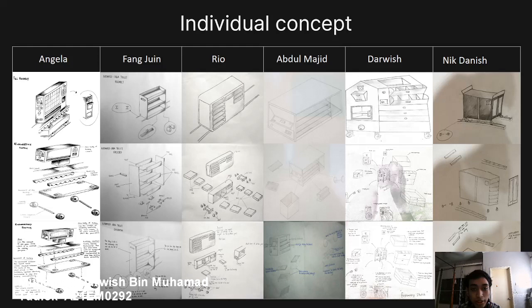Next, we move to the individual concept. So basically, these are the individual concept ideas that every group member did. Everyone gave all their thoughts and ideas to improve the trolley. So we as a team can develop a good automatic cabin trolley. So that's all from me. I will pass to Fang Jun.